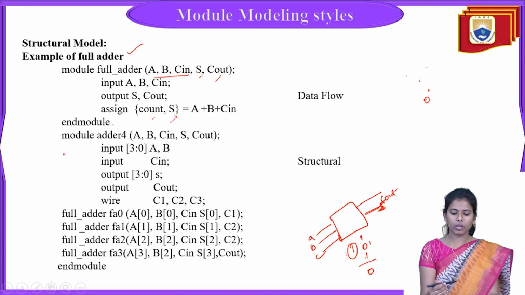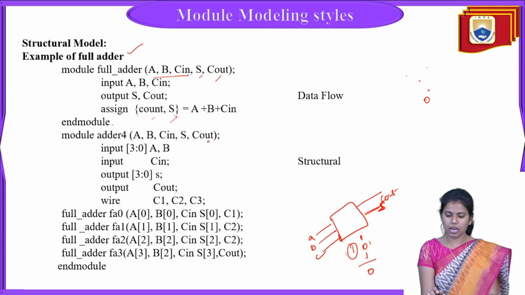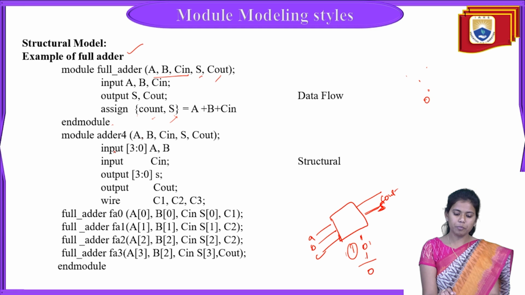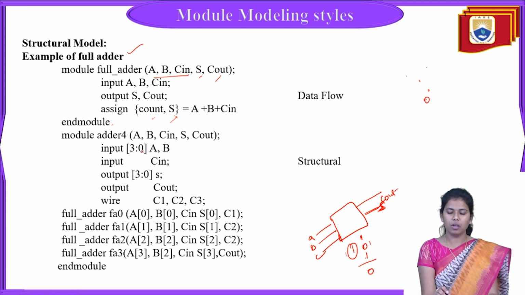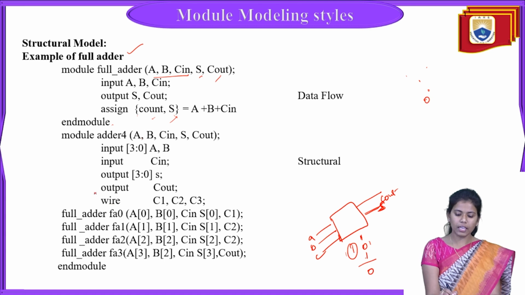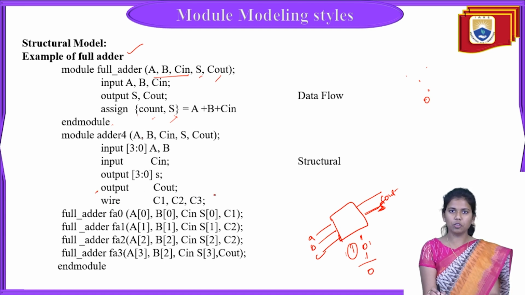So further, how can we write it: module add for A, B, C in, S, C out. These are the input and the output ports. Input ports we are representing with 3:0. Why? Because 3 inputs, 1 output. 3:0 A, B, and input C in, and the output we get with a combination of 3 inputs, that is 3:0 into S, and output is C out. And finally, wiring C1, C2, C3.